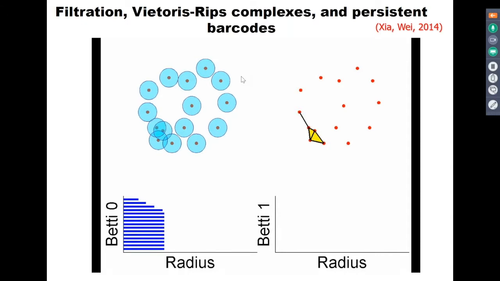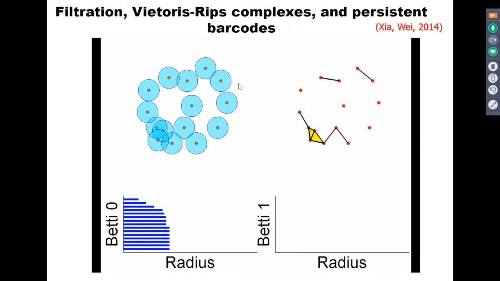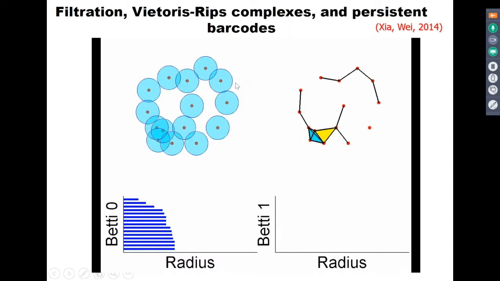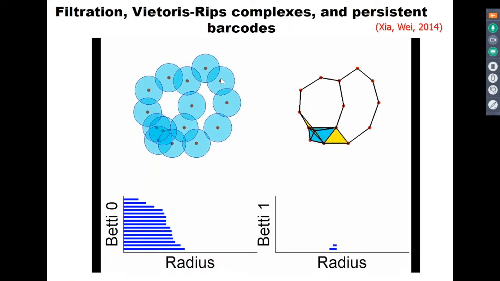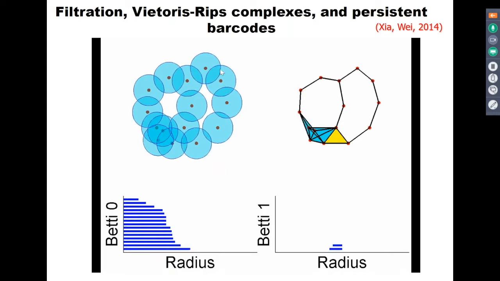In such a way, I can calculate Betti zero and Betti one. Betti one is over there. I have no Betti one at this point. And here I have a circle, right? So Betti zero is changing, is decreasing, because everything is connected. My Betti zero is finished. I don't have anything, I just got one connected component. However, I got two rings over there. My number of rings is increasing.